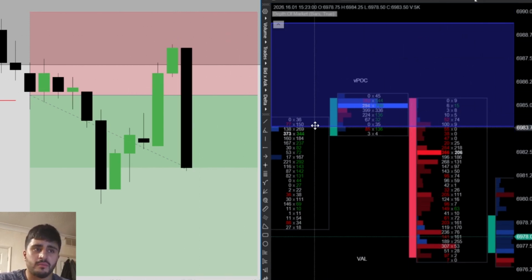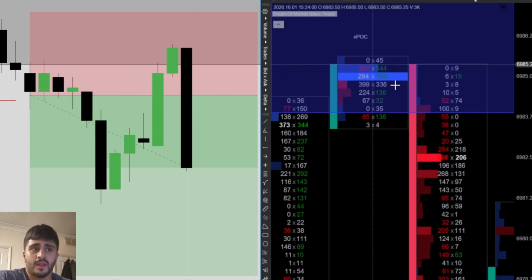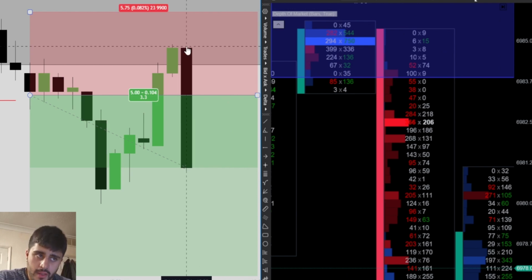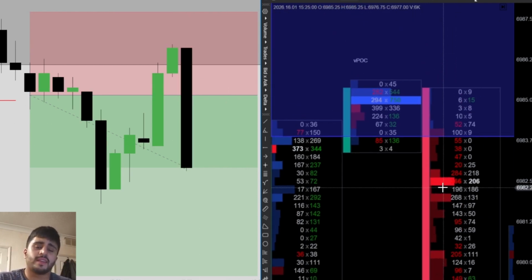You don't even need to read the numbers. Look at how dark the blue is, right? Look at how dark that blue is versus, you can't see it on the footprint charts, but look at how dark this blue is, and we significantly drop, right? This drop here, we significantly drop. Now, this here indicates that aggressive buyers failed.